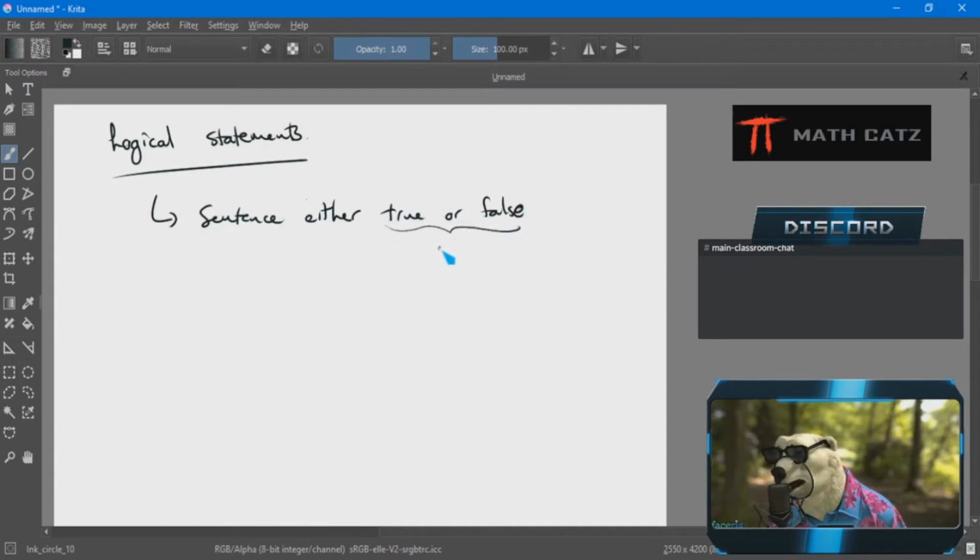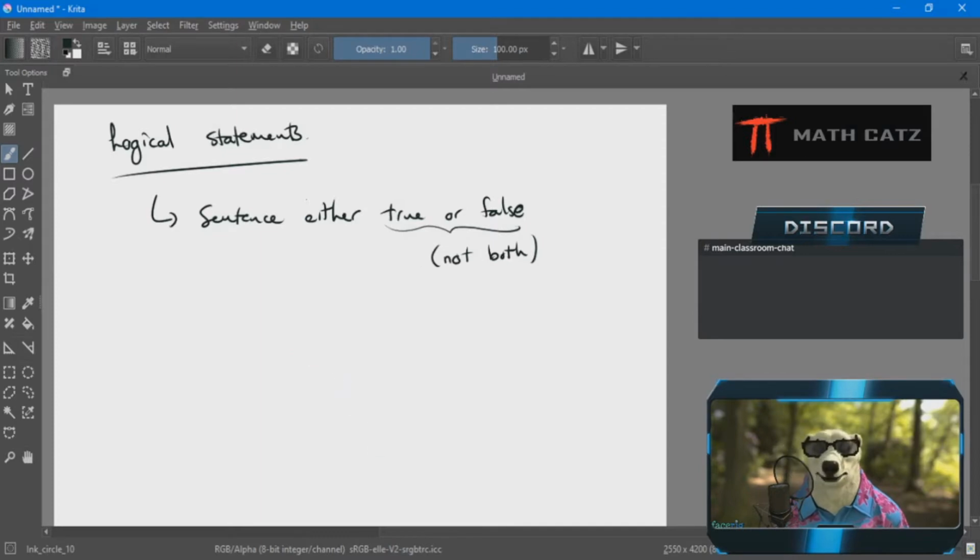And that means not both. So I'm only interested in sentences that can be evaluated as either true or false. Can't be both, can't be neither, can't be weird. Are there then sentences that aren't like this though? Aren't all sentences true or false?